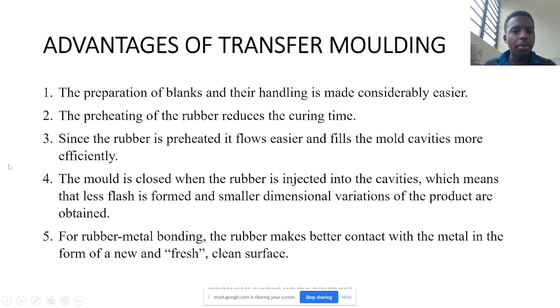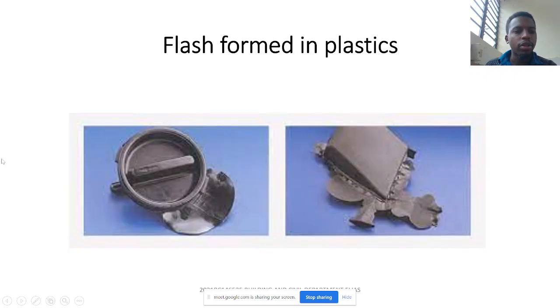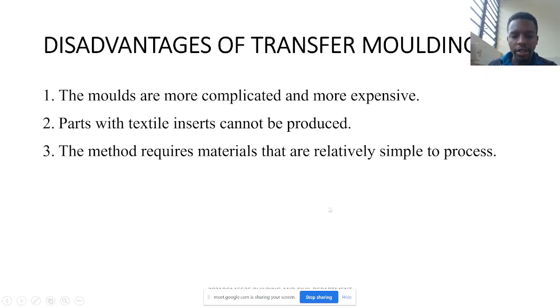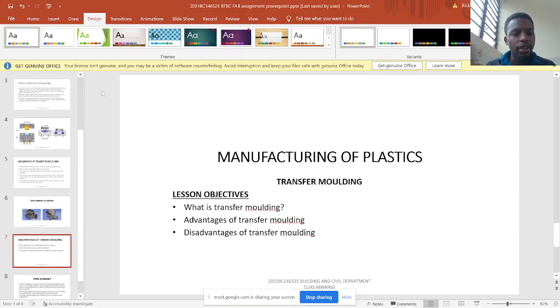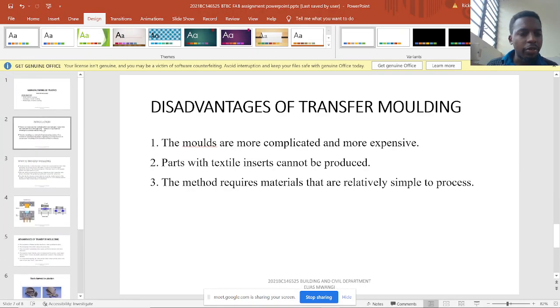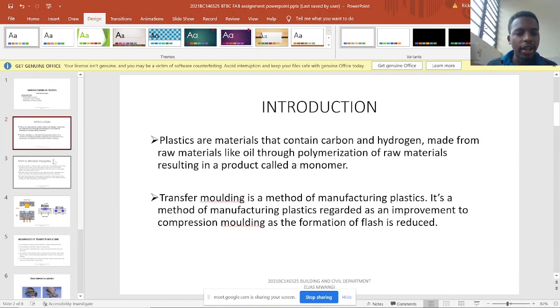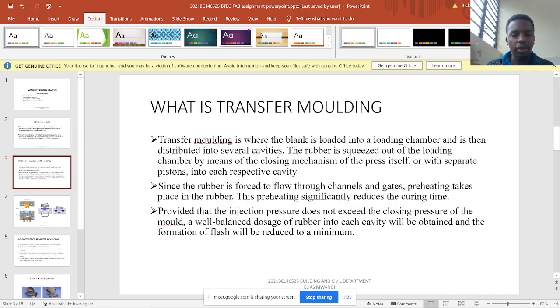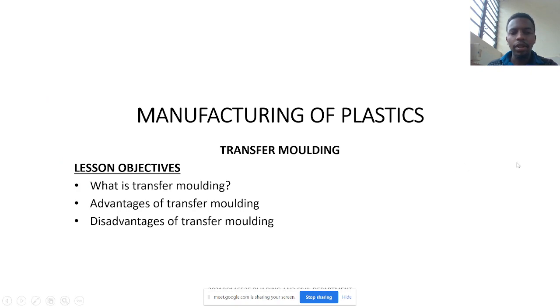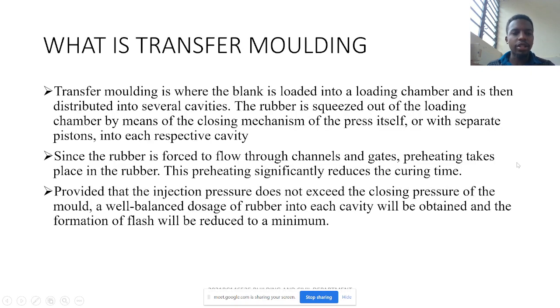I don't know if some of you have been able to. Ah, my goodness, my slides are acting up. Sorry for that. Transfer molding, I don't know if any of you have heard about it. Yes, transfer molding. So it's a simple process.